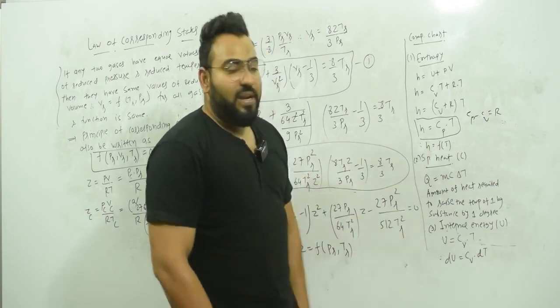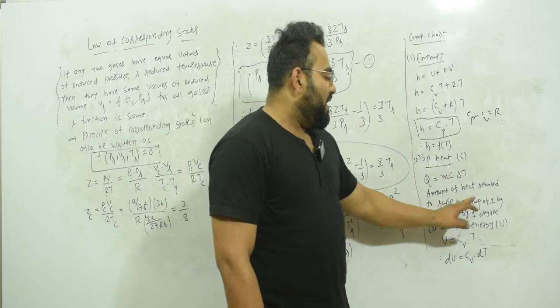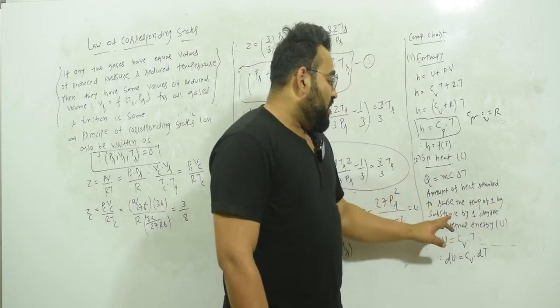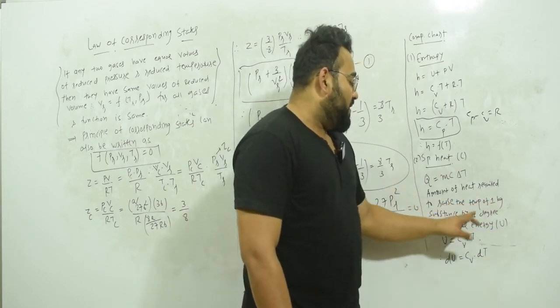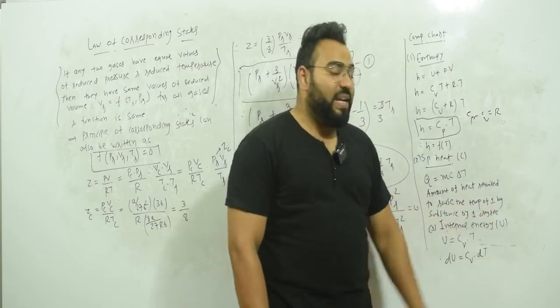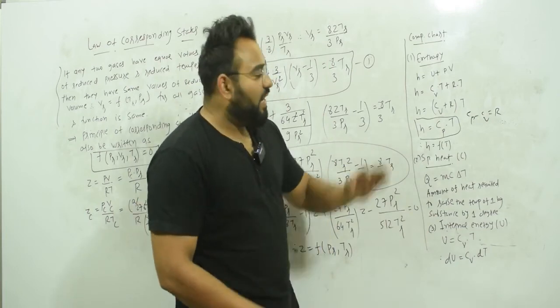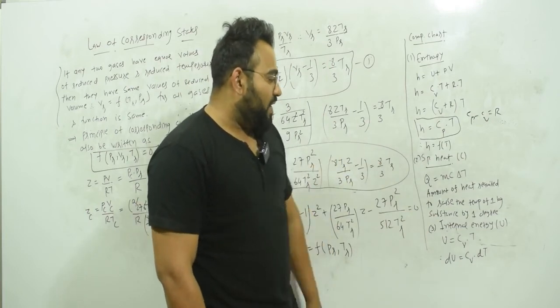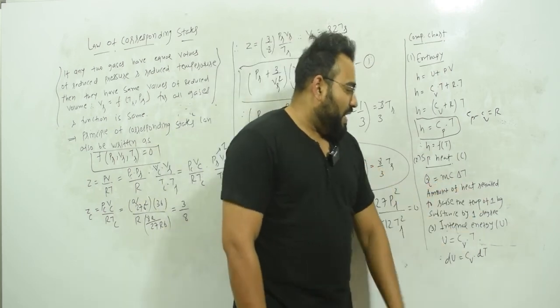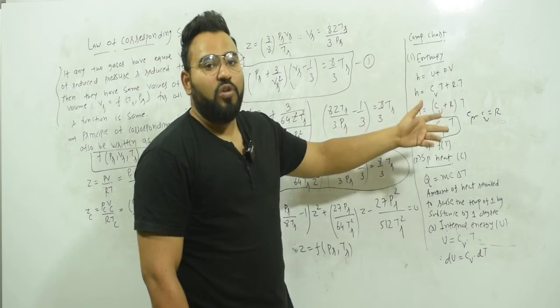So what is specific heat? You already know it is the amount of heat required to raise the temperature of 1 kg of a substance by 1 degree Celsius. You already studied this in EME. I am just taking it over here for your reference. So Q is equal to mC delta T. And the unit of C is joule per kg Kelvin or kilojoule per kg Kelvin.